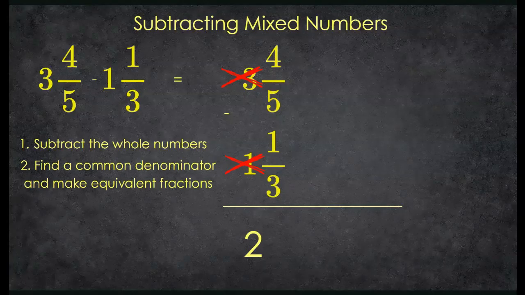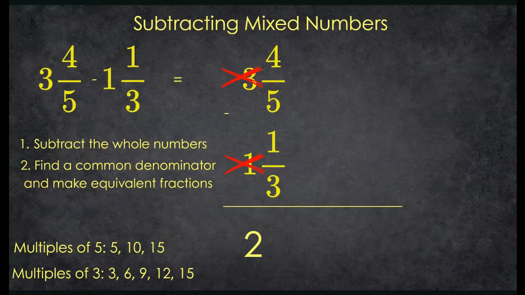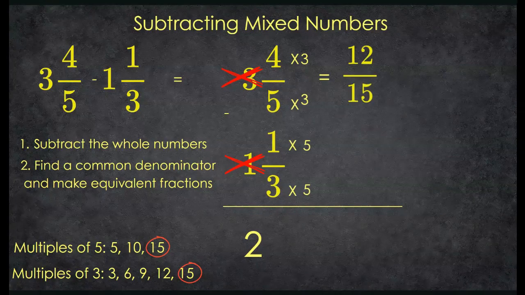Then I want to find a common denominator between my fractions, 4/5 and 1/3. So I'm going to do my strategy for lowest common multiple. I'm going to list out my 5s, and then I'm going to list out my 3s and look to see what they have in common. I can see that they both have 15 in common. So I'm going to be changing 4/5 to 15ths and 1/3 to 15ths. The way I change 4/5 to 15ths is multiplying it by 3. That is going to give me an equivalent fraction of 12/15. And then 1/3 I'm going to be multiplying by 5. That is going to give me an equivalent fraction of 5/15.